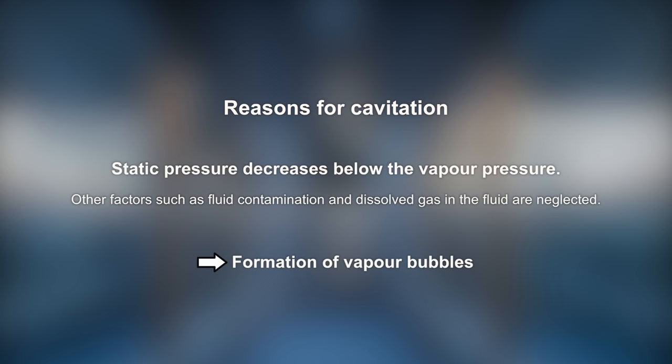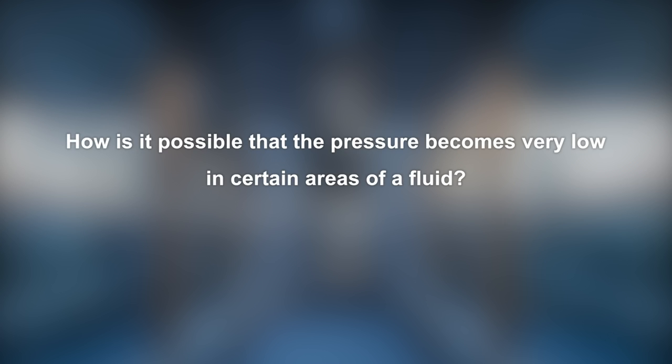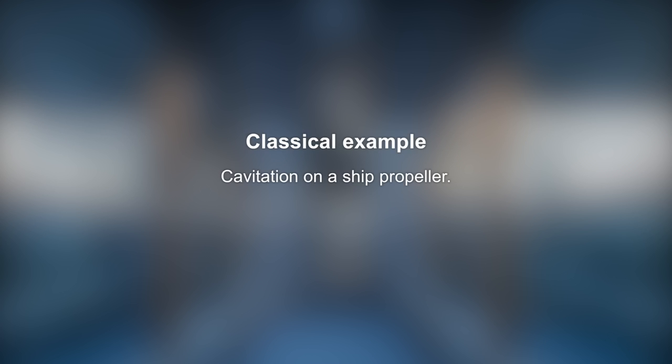Bubbles of water vapor form when the pressure in a certain location decreases below the vapor pressure. The vapor condenses back to liquid once the bubble has reached a location with a pressure above the vapor pressure. But how is it possible that the pressure becomes very low in certain areas of a fluid? Let's have a look at an example for illustration.